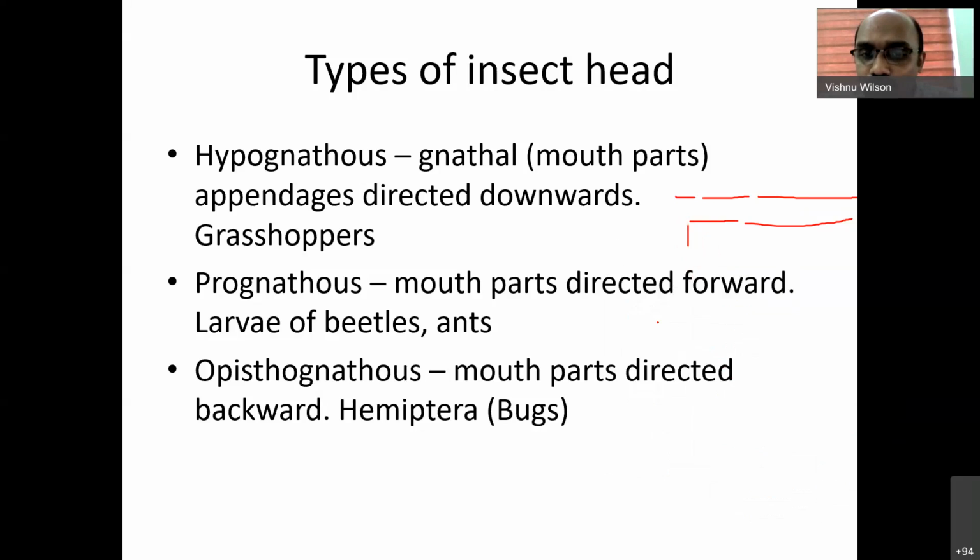In the case of prognathous, it is the same as I first drew, the typical arrangement: head, thorax, then abdomen. The mouthparts will be directed forward. Here will be the mouthpart. In the case of opisthognathous, this will be the thorax, this will be the abdomen, and the mouthparts will be directed backwards. That is opisthognathous. Are you clear? Hypognathous, prognathous, and opisthognathous?